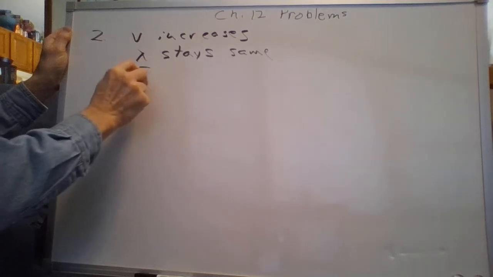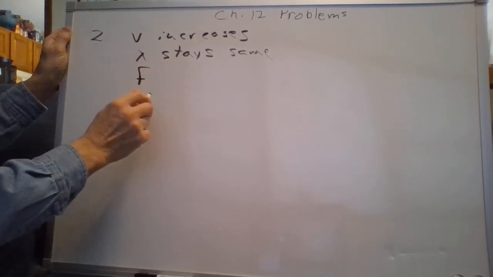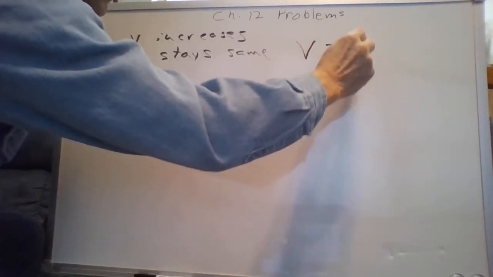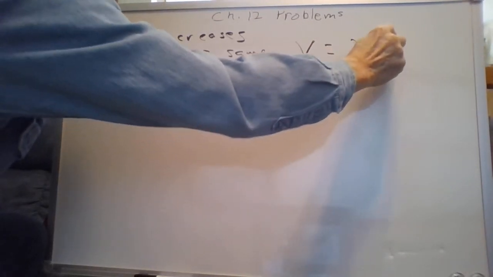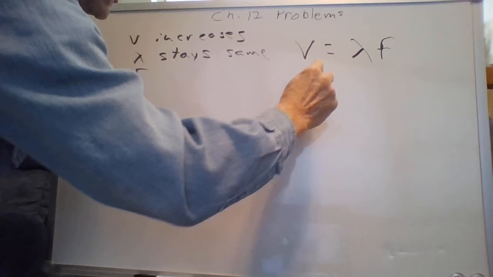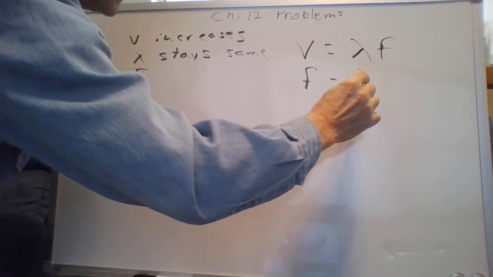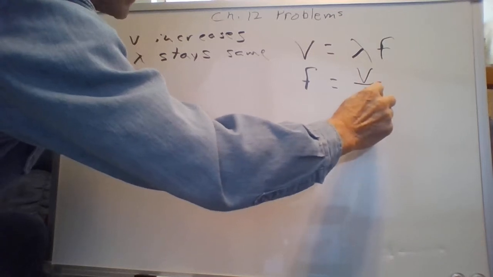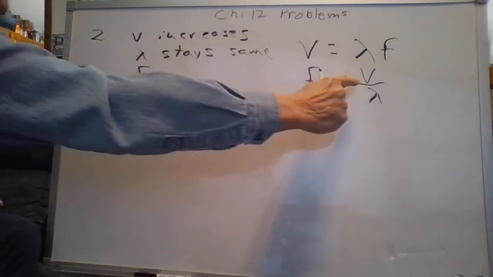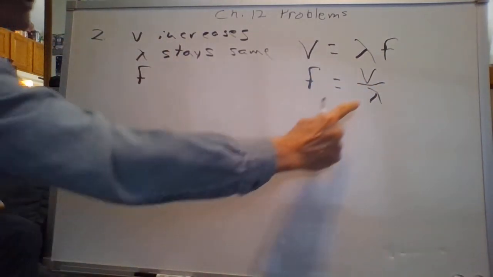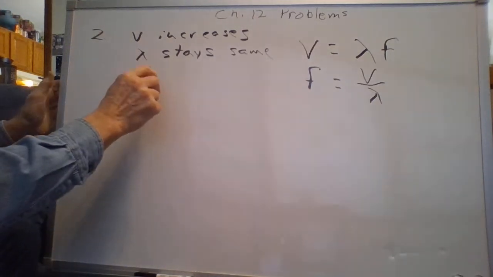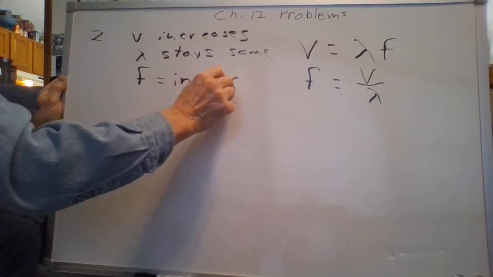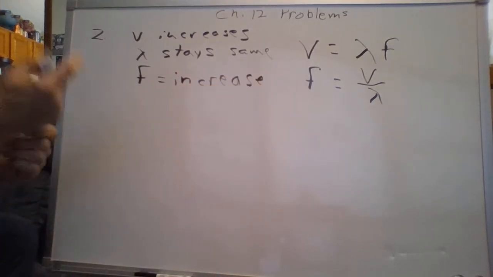And what would that do to the frequency? Well, from the equation that we had earlier, velocity is wavelength times frequency. If you rearrange that, frequency is the velocity divided by the wavelength. If the velocity goes up and the wavelength stays the same, the frequency should also increase, right? Which means the pitch goes up.